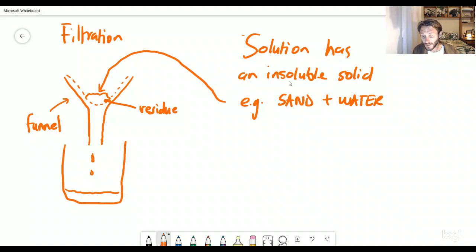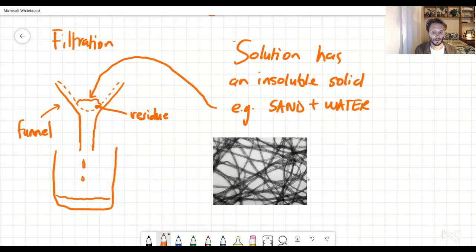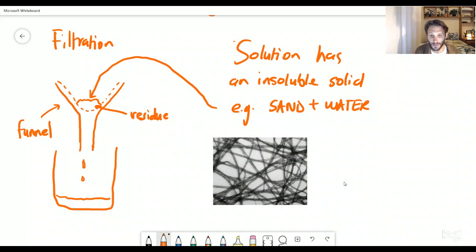Now the question in the exam might be, why is the sand left behind? And to answer this question, if you have a look at a piece of filter paper, which I've got over here, you'll see that on a microscopic level there are these gaps between the fibers, and it's the fact that the sand particles, these particles here, are far too big for those gaps, and that's why they remain behind. So the thing that's insoluble again is the sand in the water, and the two form a solution, and we have an insoluble solid in that solution.